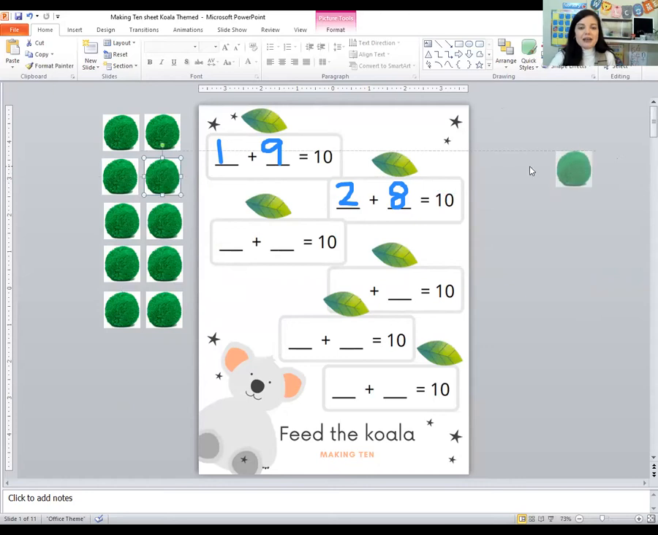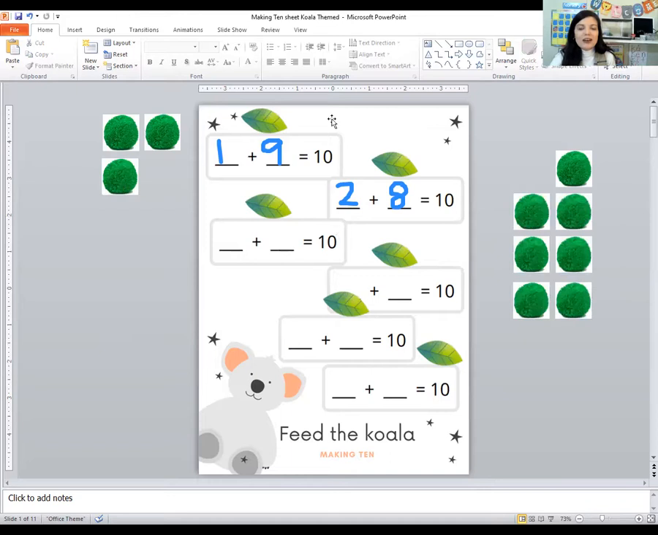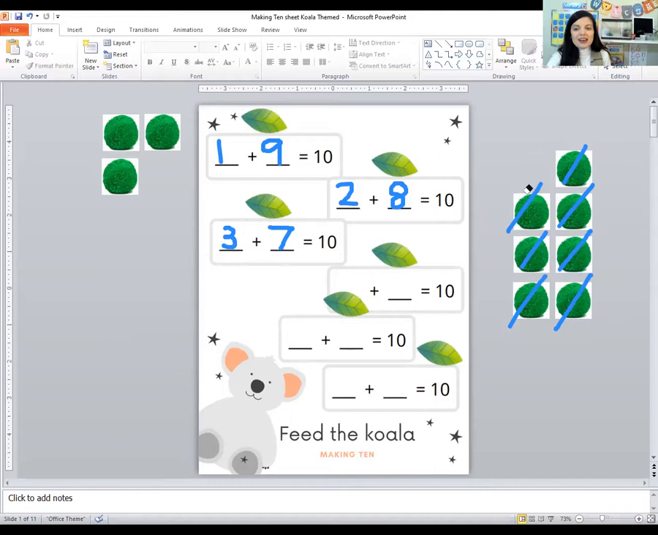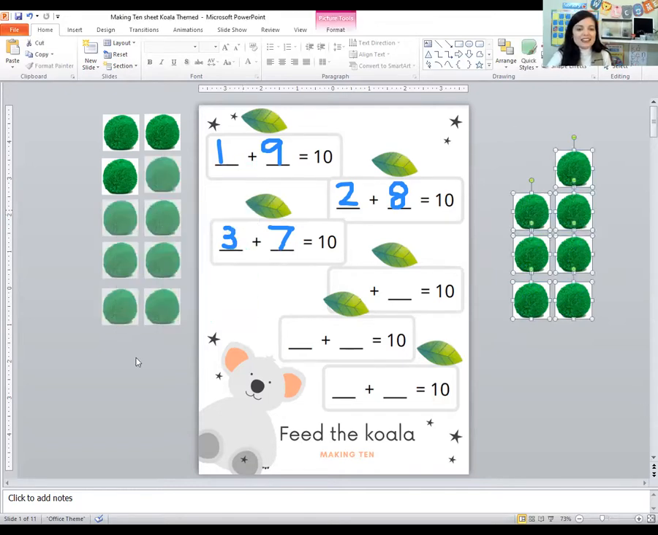This time, I'm going to leave 3, and I'm going to move all the rest over. All right, so now I have 3 pom-pom balls, and let's see how many are over here. 1, 2, 3, 4, 5, 6, 7. So 3 pom-pom balls plus 7 pom-pom balls equals how many pom-pom balls? 10. Let's move them back over so you can see all 10 are still here.